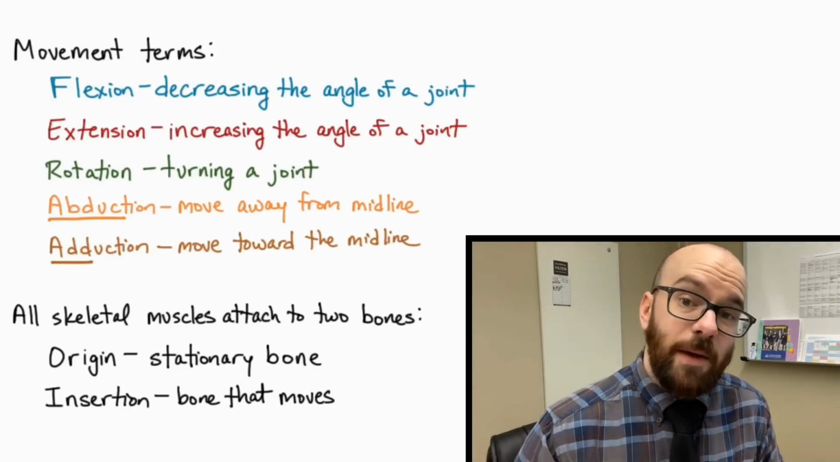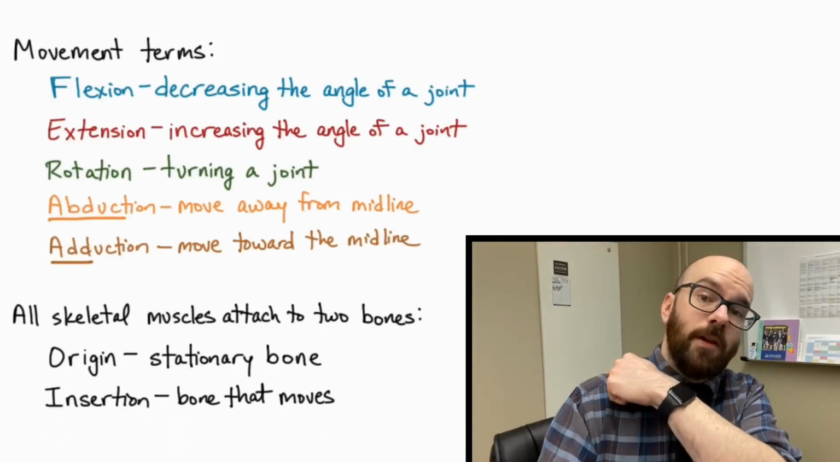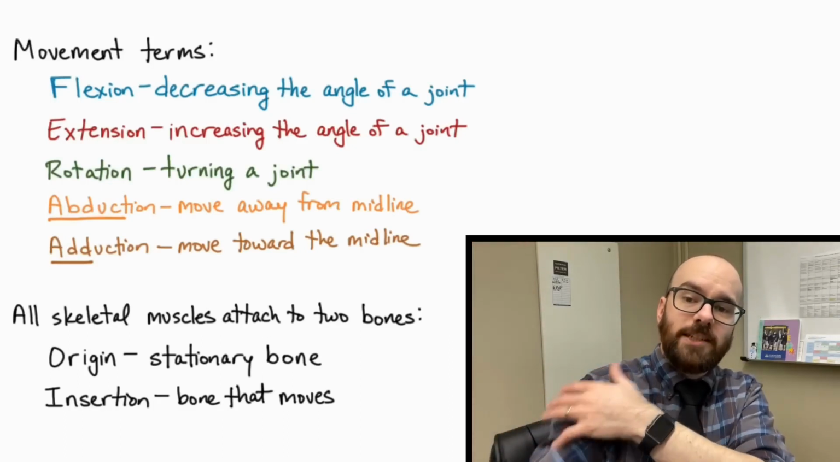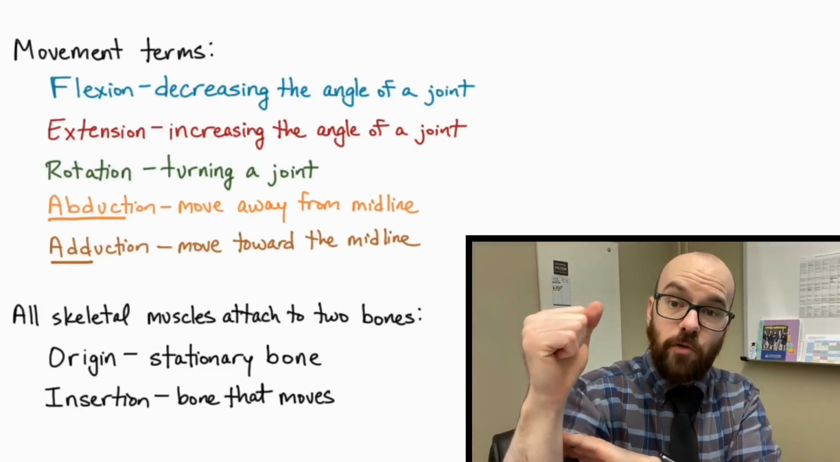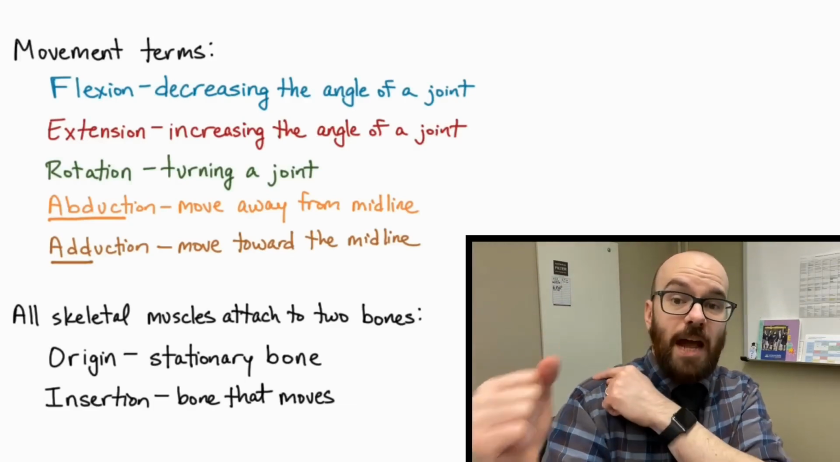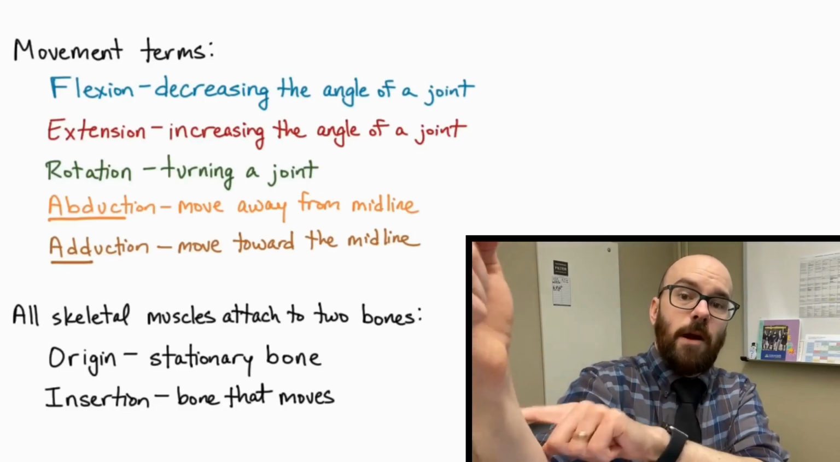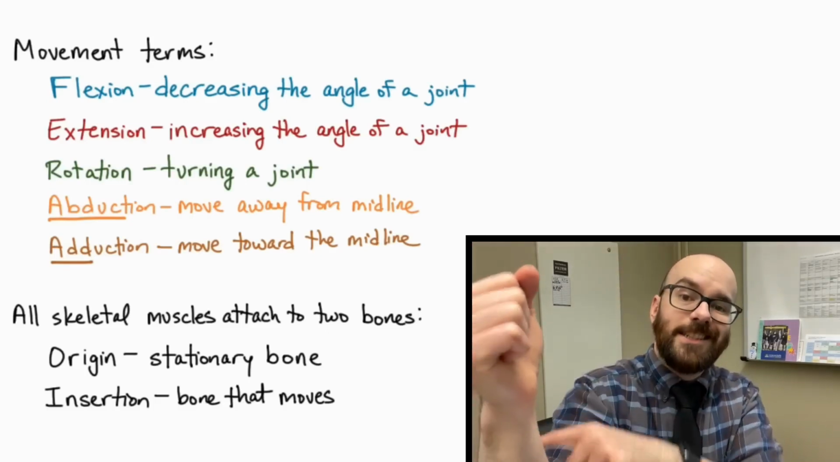So if I think of bending my elbow as an example, my biceps brachii muscle connects from my scapula up here down to my radius down here. Whenever that contracts, it's going to move the radius. The radius is the bone that actually moves, so that would be the insertion. The origin is going to be the bone that doesn't move, and that was the scapula. Whenever I bend my elbow, my scapula isn't really moving right here. My radius is. Therefore, my scapula is the origin, and my radius is the insertion.